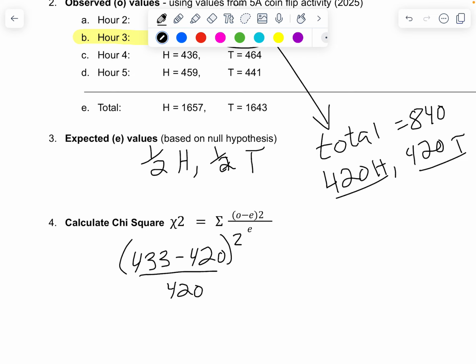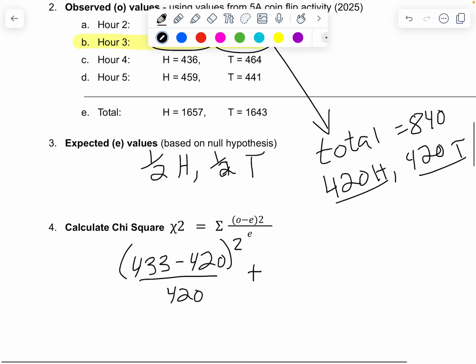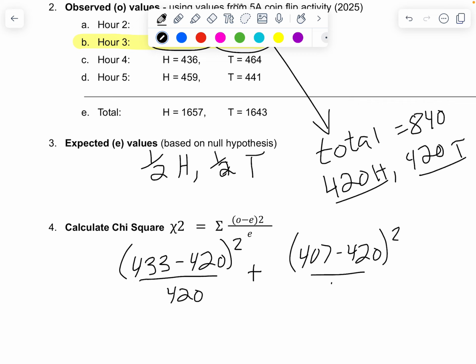And because this is the sum of all, we add that to the other. So we add that to the tails one. So tails is observed 407, expected 420, square that, divided by expected. So then let's do that.